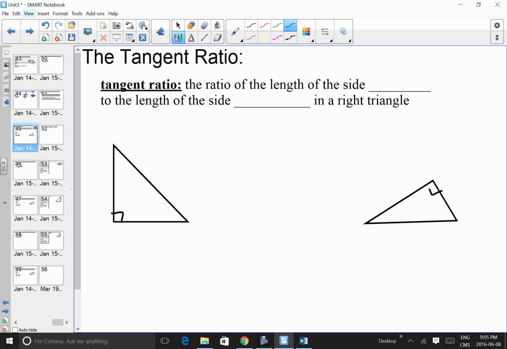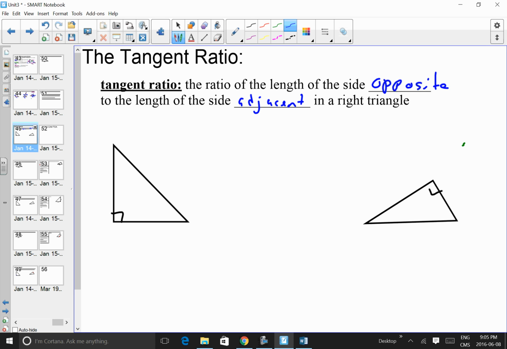We have three different ratios. The first of which is called the tangent ratio. It is the ratio between the length of the side opposite and the length of the side adjacent. It is comparing those two sides, the opposite side with the adjacent side, in a right triangle.